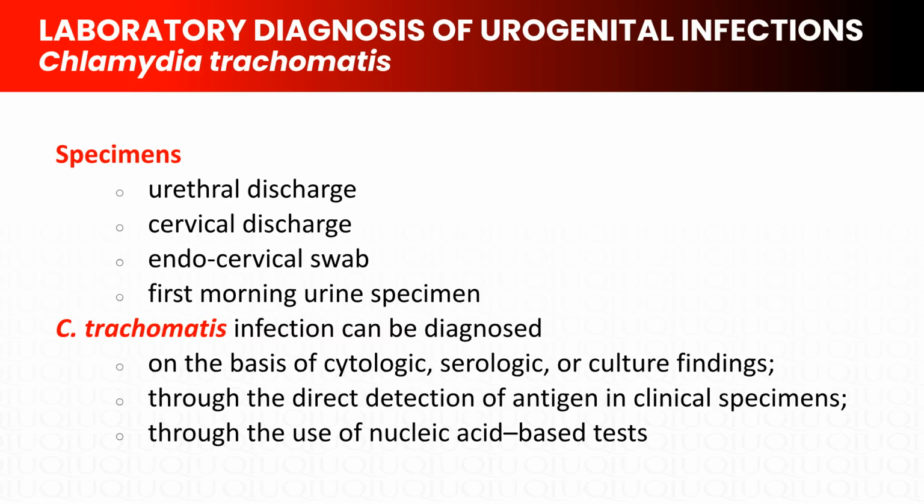More commonly today, we use methods that directly detect the organism or its components in clinical specimens. Antigen detection methods look for chlamydial antigens, typically using immunofluorescence or enzyme immunoassays. These methods are more rapid than culture, but less sensitive than molecular tests. The current gold standard and most widely used approach is nucleic acid-based testing. These molecular methods detect chlamydial DNA or RNA in specimens, and offer the best combination of sensitivity, specificity, and practical utility. We'll explore each of these diagnostic approaches in more detail on the following slides.